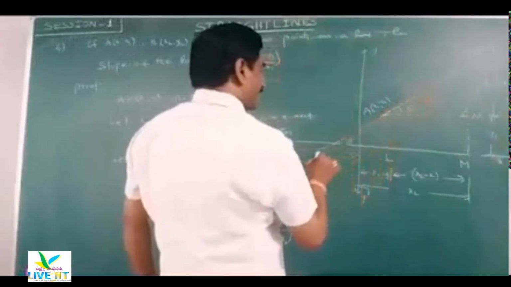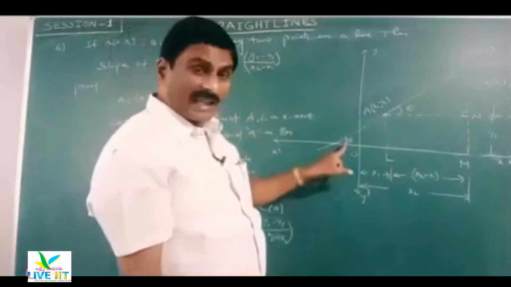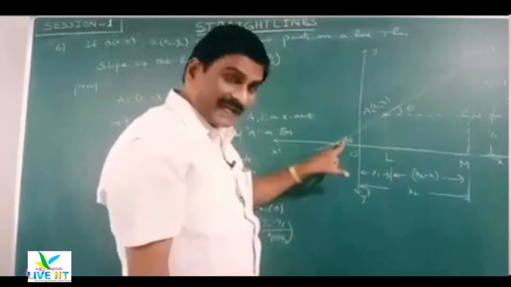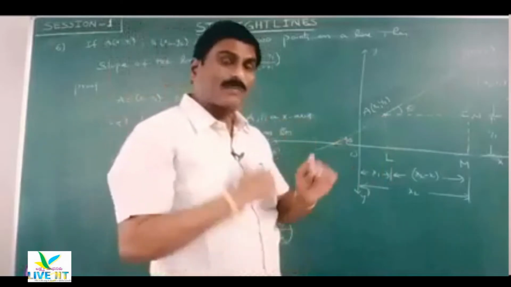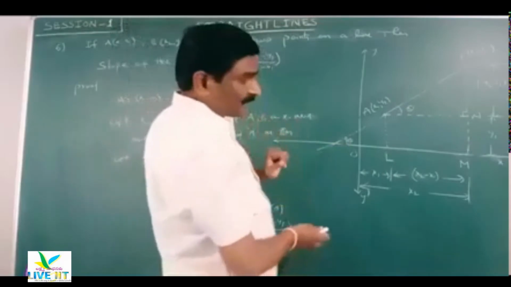Suppose the line AB makes an angle theta with the x-axis. What is the slope of the line? The slope of the line is nothing but tan theta. Now we find the value of tan theta. Let theta be the angle of inclination of the line, then the slope m is equal to tan theta.